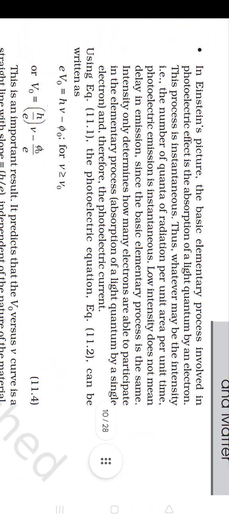In Einstein's picture, the basic elementary process involved in the photoelectric effect is the absorption of a light quantum by an electron. This process is instantaneous. Thus, whatever may be the intensity, the number of quanta of radiation per unit area per unit time, photoelectric emission is instantaneous. Low intensity does not mean delay in emission. Since the basic elementary process is the same, intensity only determines how many electrons are able to participate in the elementary process, absorption of a light quantum by a single electron, and therefore the photoelectric current.